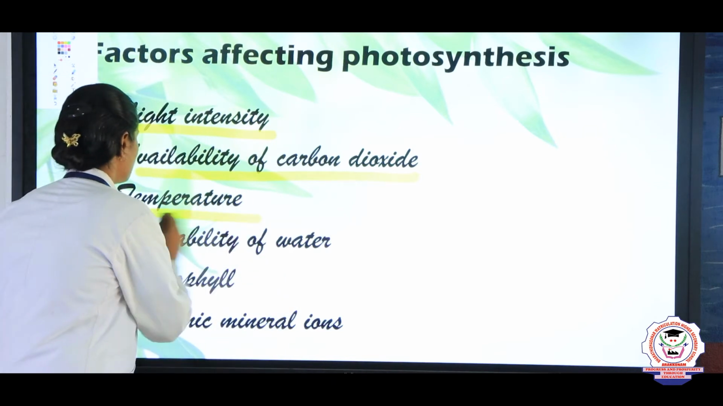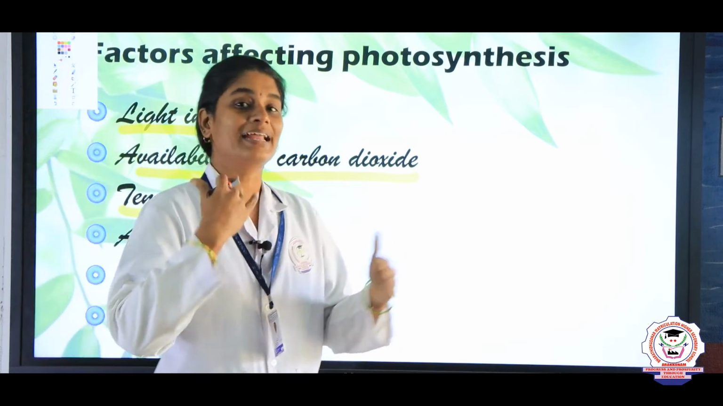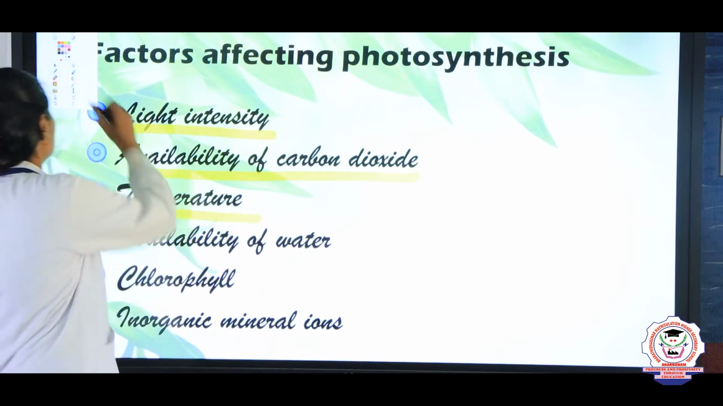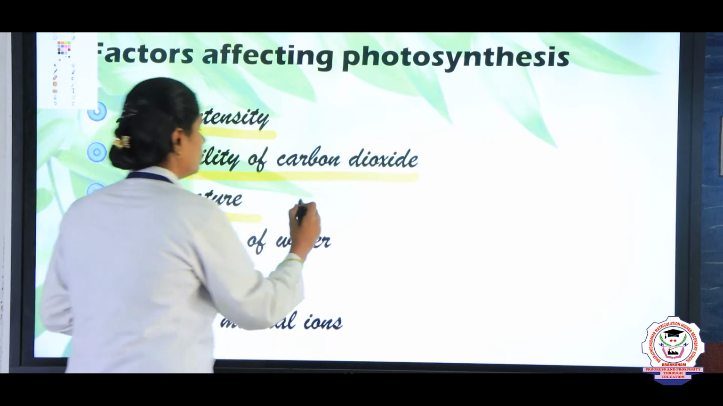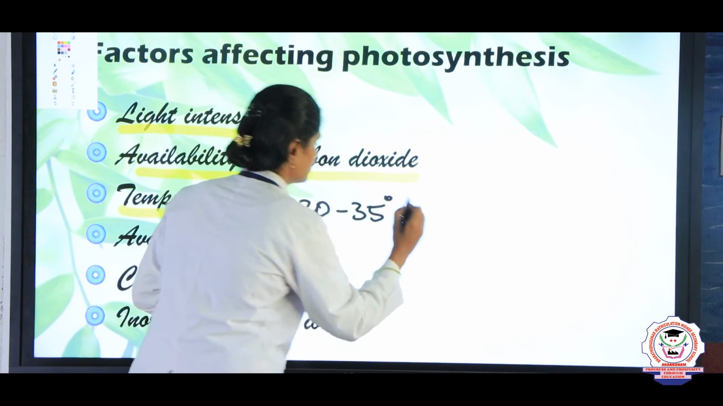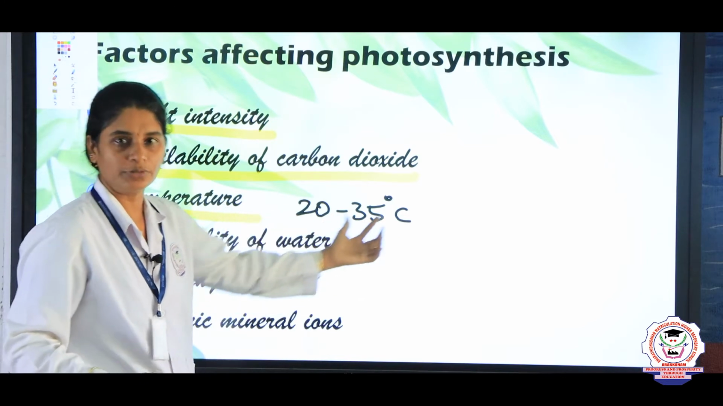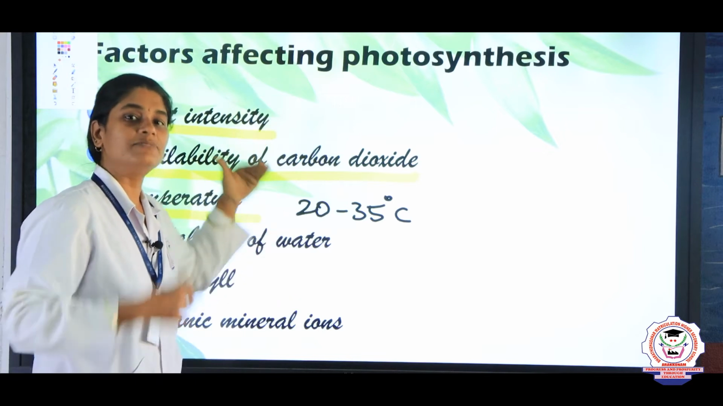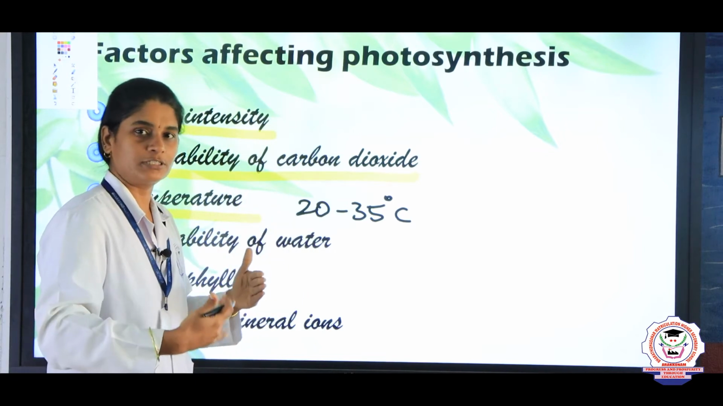So, temperature, of course, when the temperature increases, the plants are able to produce more food. Generally the temperature of the place should normally be 20 to 35 degrees Celsius, right. So, normally the temperature ranges between 20 to 35 degrees Celsius. When the temperature increases, the plants will prepare more food, the rate of photosynthesis will increase.